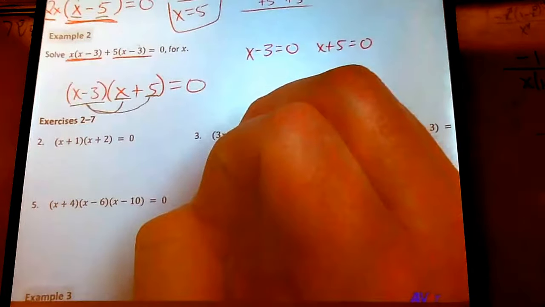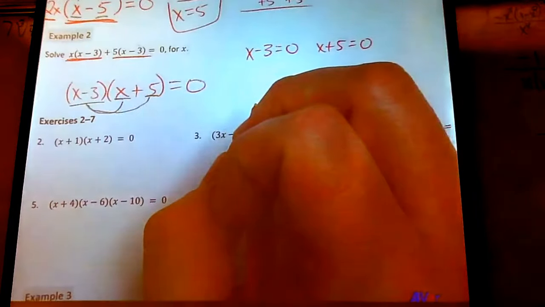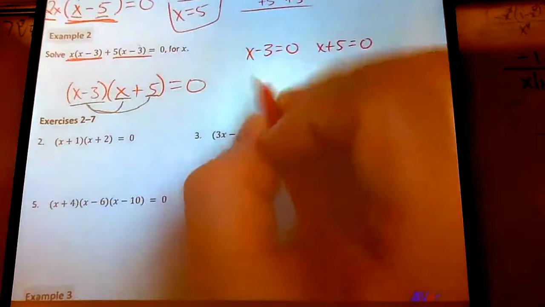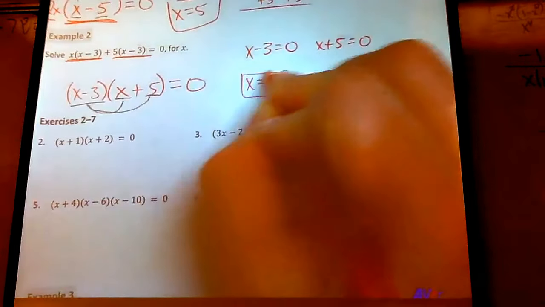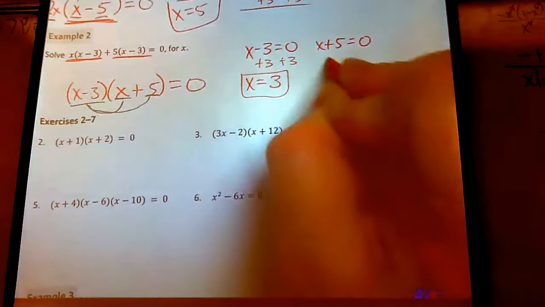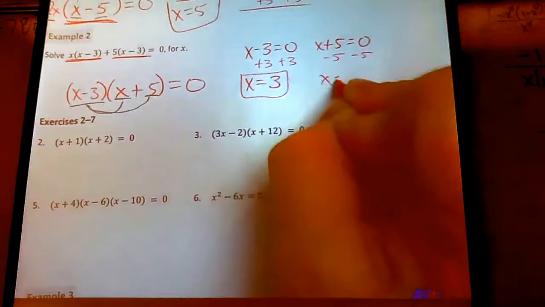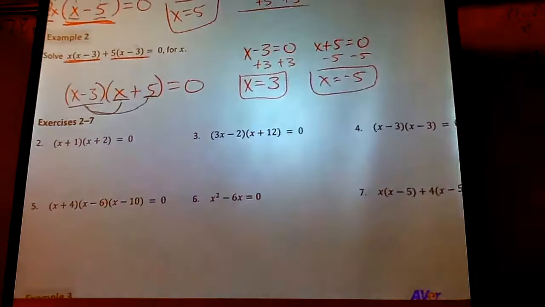Done already? Yep. Got it, Aaliyah? What'd you get? I got it. X equals 3, and x equals negative 5. Negative 5. Oh, yeah.